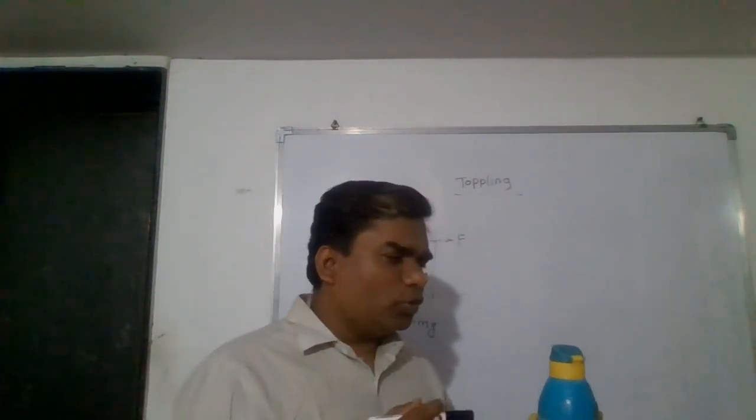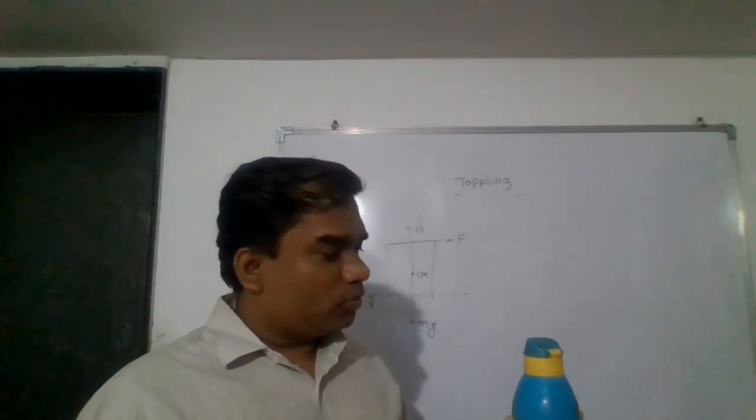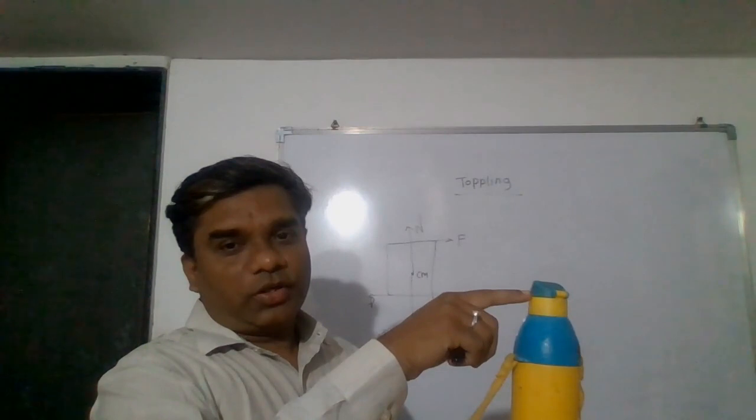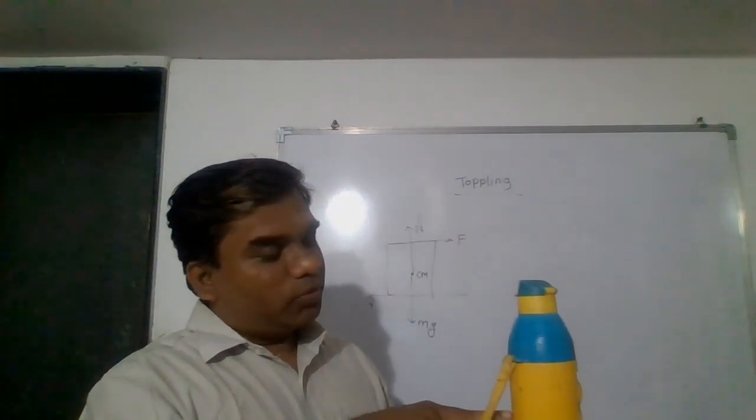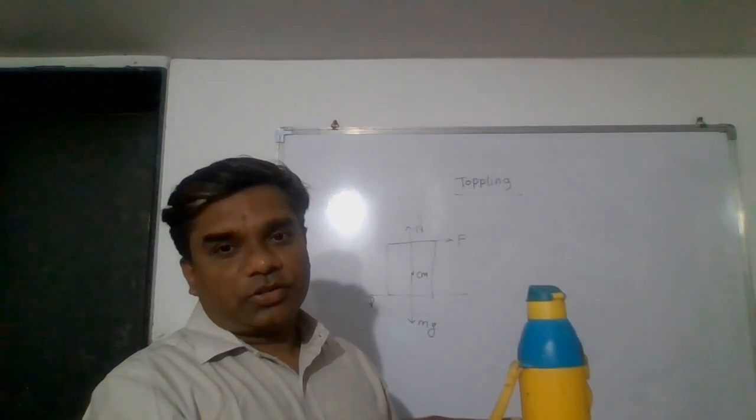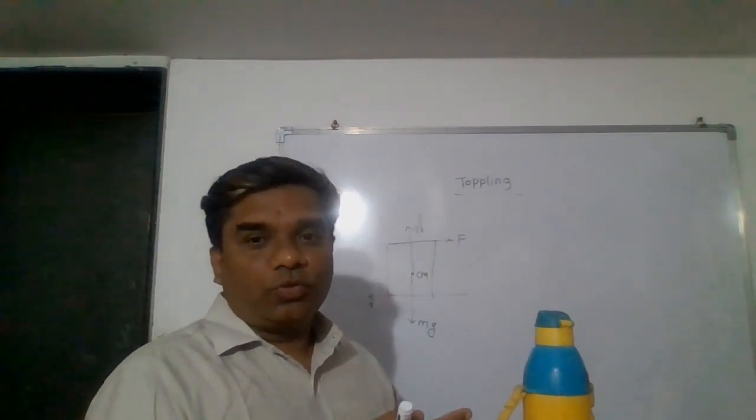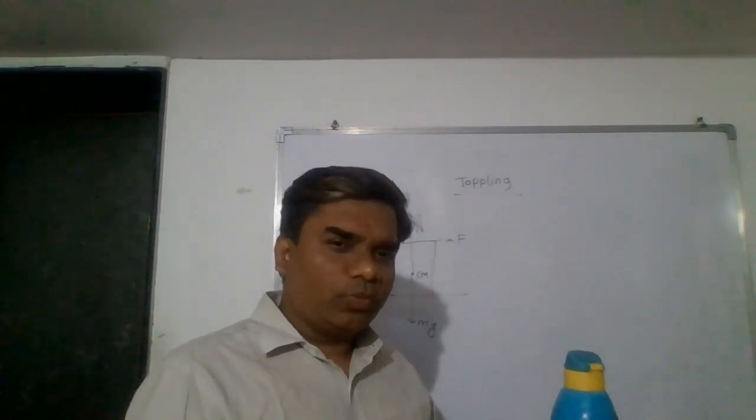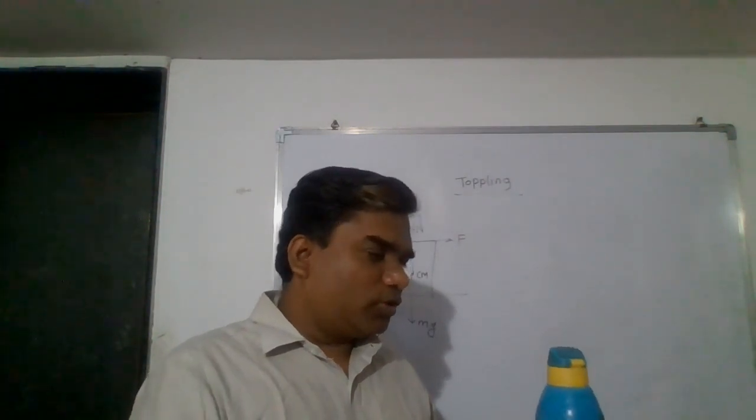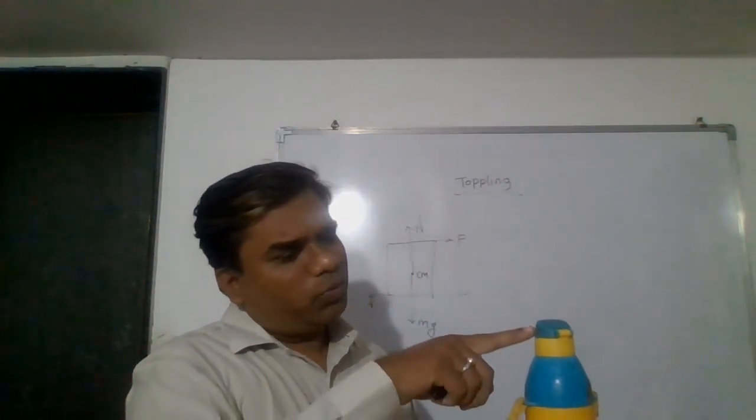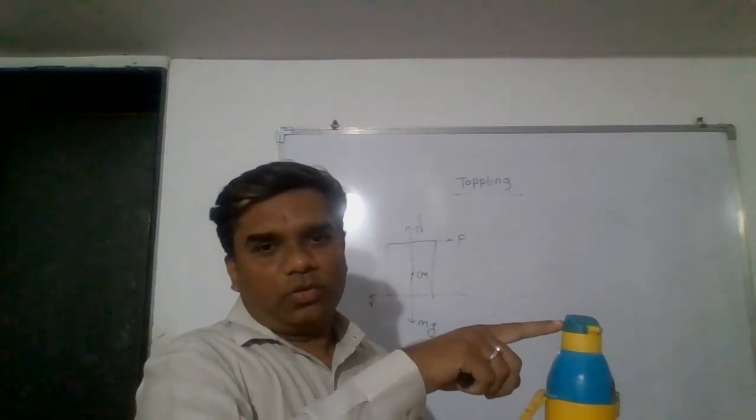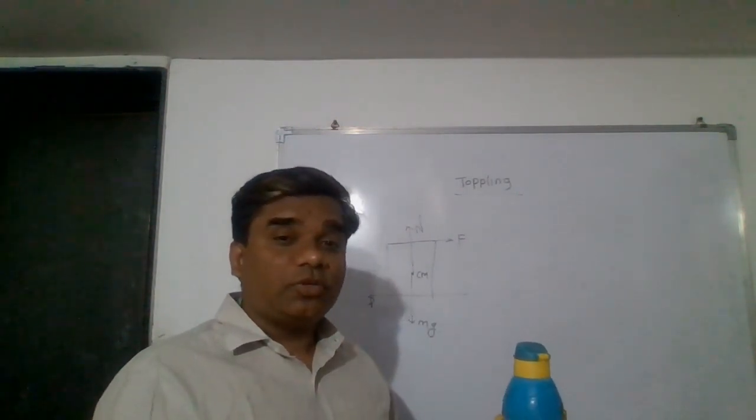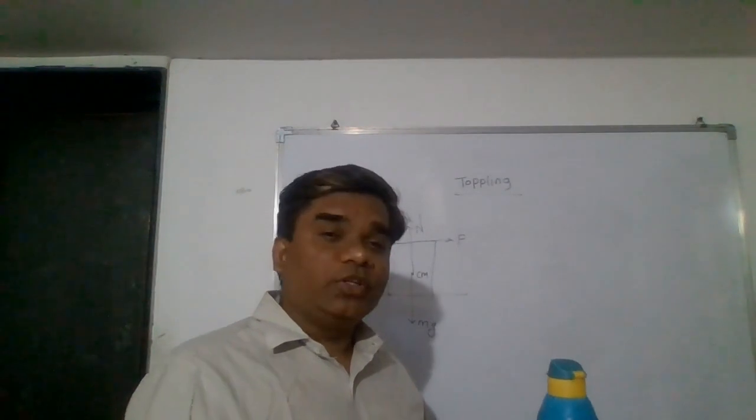Now how is it happening, we have to see. First, when you apply the force at the top, it is not moving forward, and when you apply the force here, it is moving in the forward direction. Before the bottle moves in the forward direction, static friction comes into the picture, and when the body moves, then kinetic friction. That means toppling happens before the start of translational motion, before it moves in a forward direction.